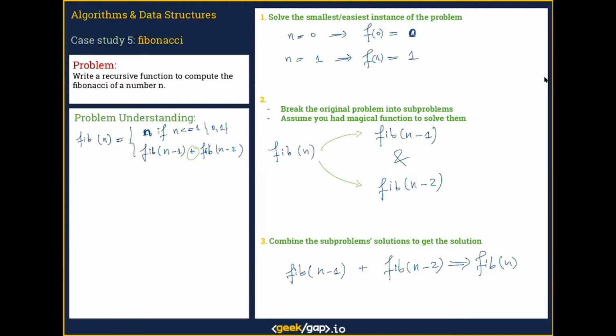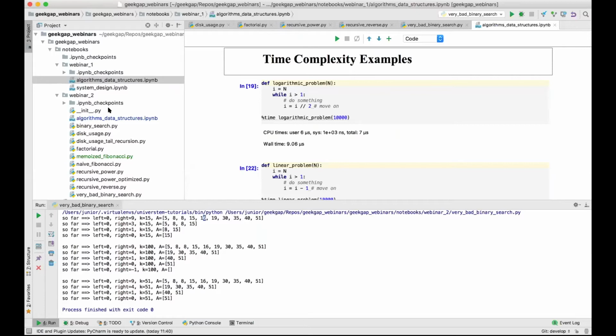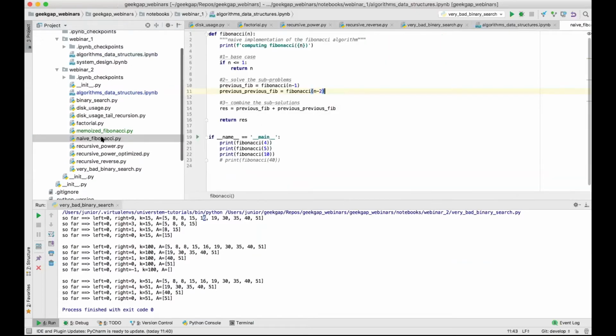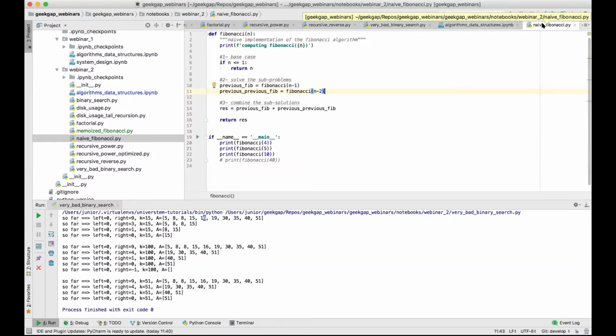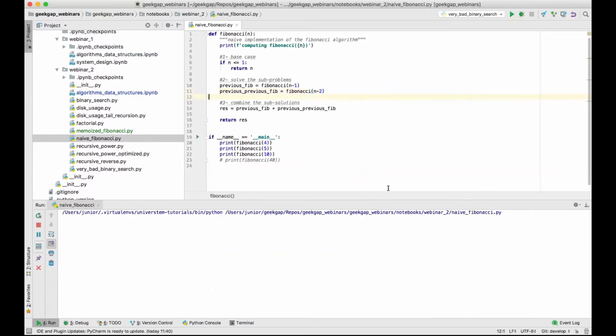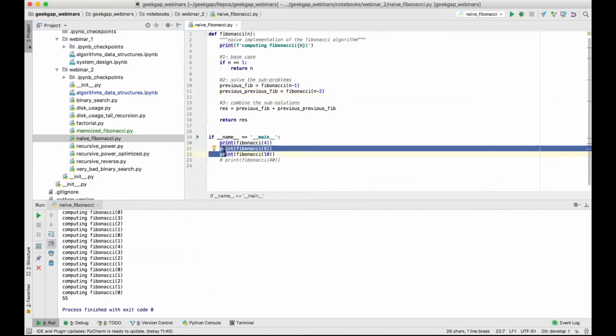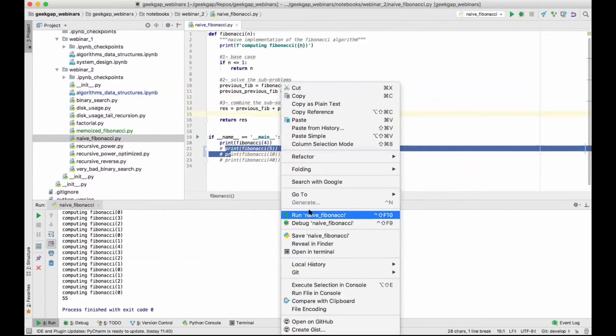Great. So let's look at the implementation, the naive implementation of the Fibonacci. I call this naive Fibonacci. Let me close all the other ones so far. Like I said, on the face of it, it's a very simple problem. If I run this, we can see. Let me actually comment these two guys, and let's just run Fibonacci of 4.